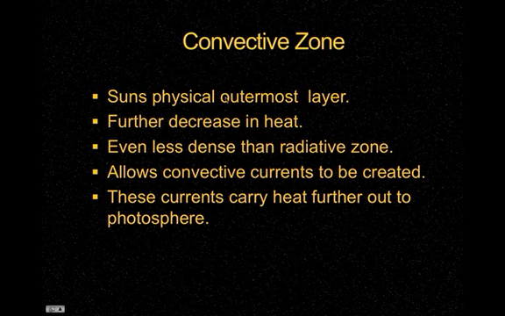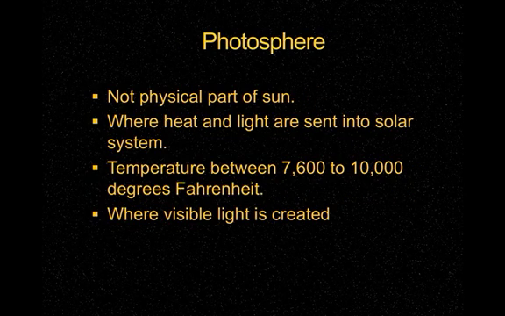This is the sun's physical outermost layer, and we see a further decrease in heat as heat exits the sun. It is even less dense than the radiative zone, and because of that, it allows convective currents to be created, which will send heat outwards to the next layer of the sun, which is the photosphere that we will talk about next.